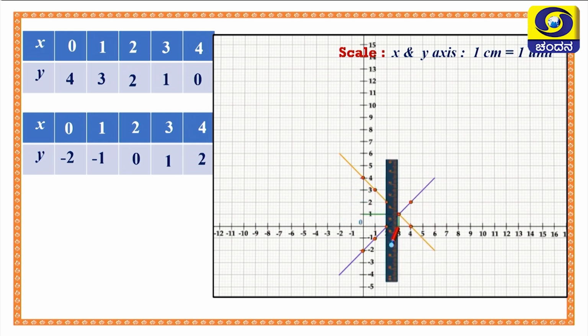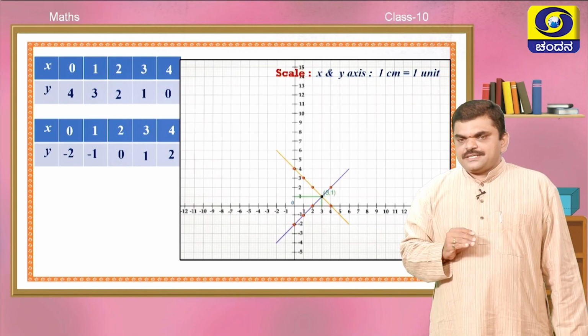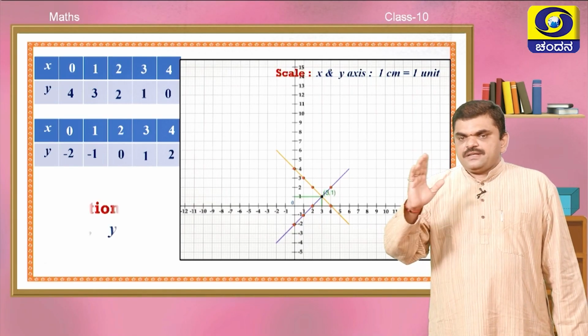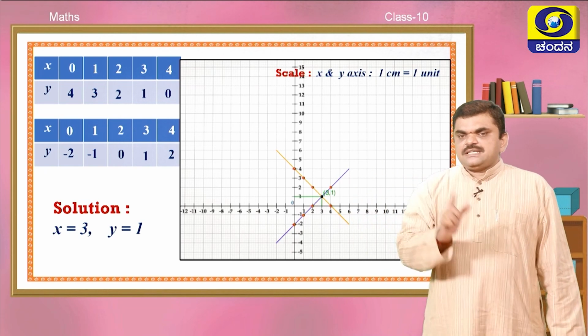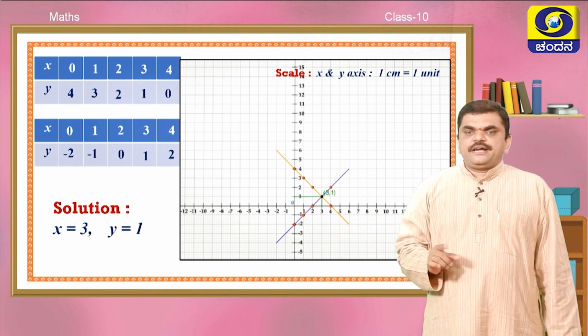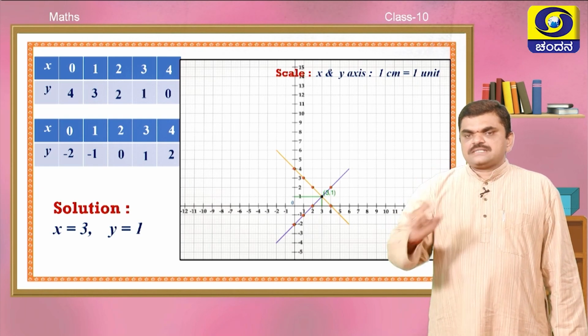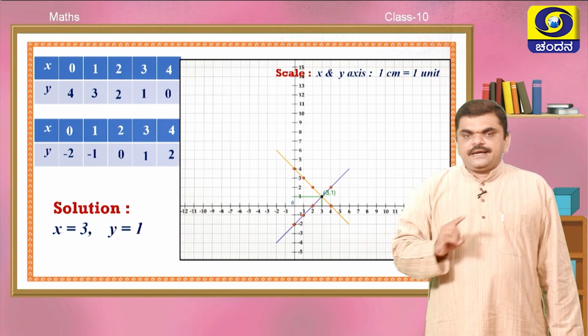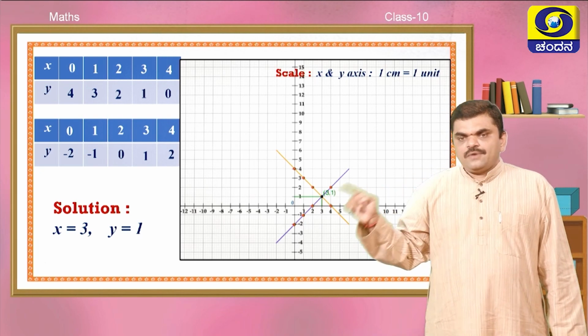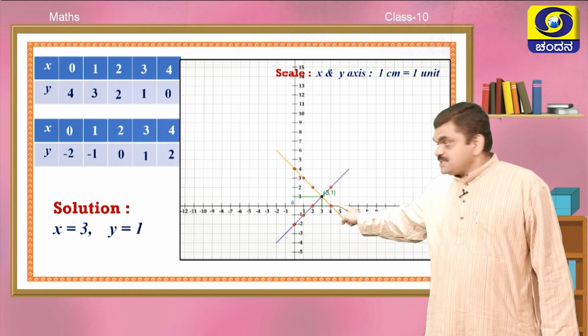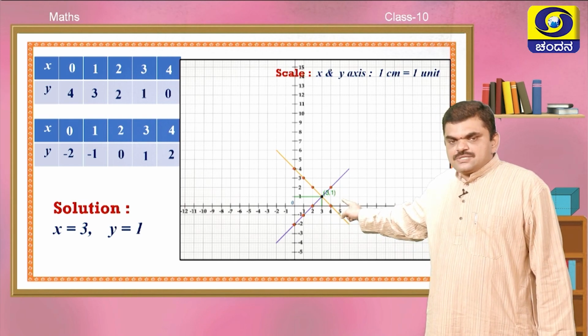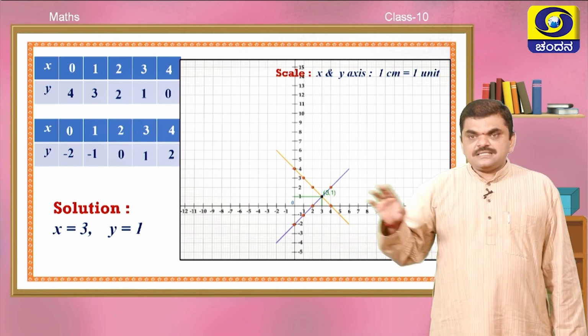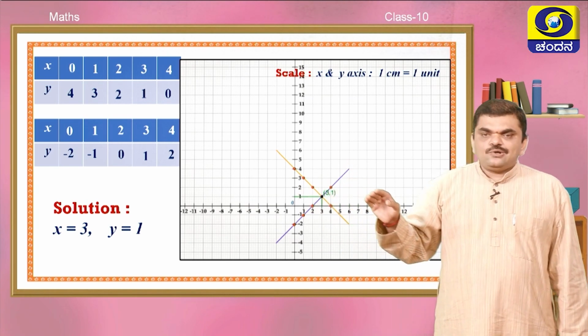Am I right? Yes, right, horizontal line and vertical line, perpendicular line. Mark that point. That point is 3, 1. Correct, children? The distance between the y axis and that point is 3 units, that is the x coordinate, and the distance between that point and the x axis is 1 unit, that is the y coordinate. The solution is 3, 1. Here x coordinate is 3 and y coordinate is 1. So, the solution here we write as x is equal to 3 and y is equal to 1, children.